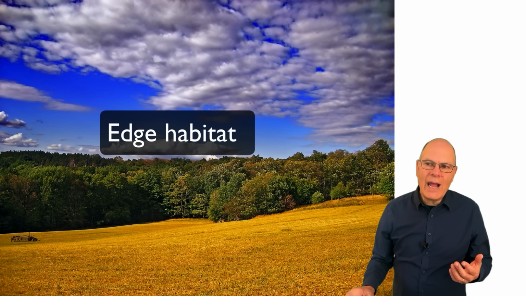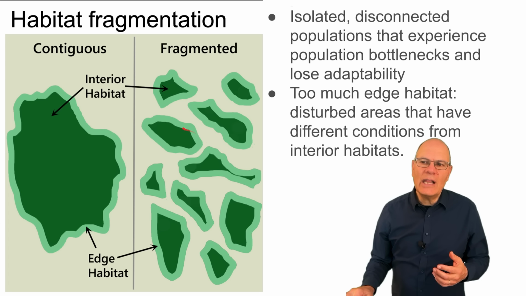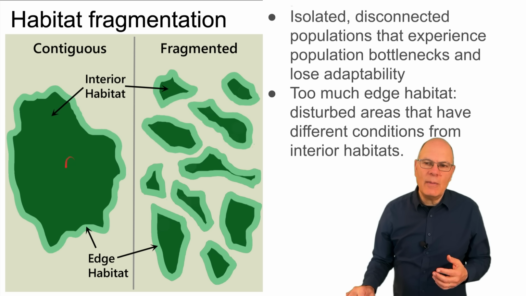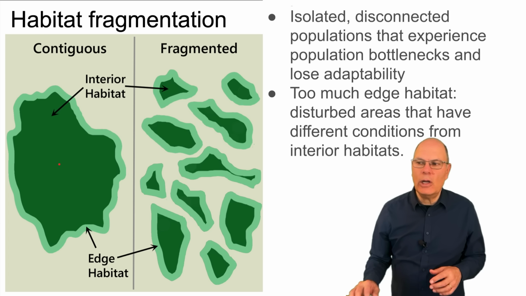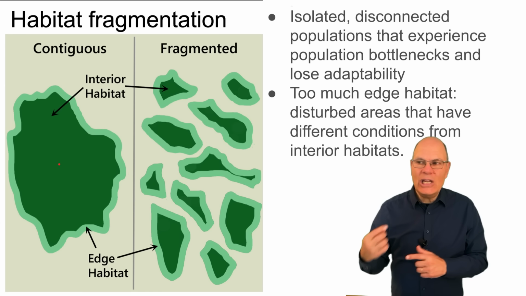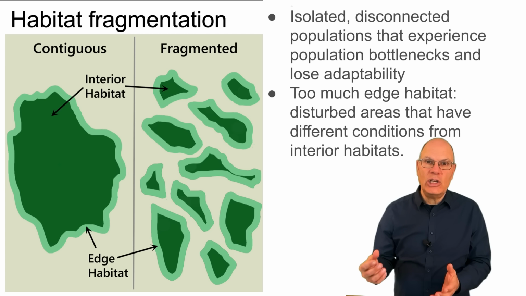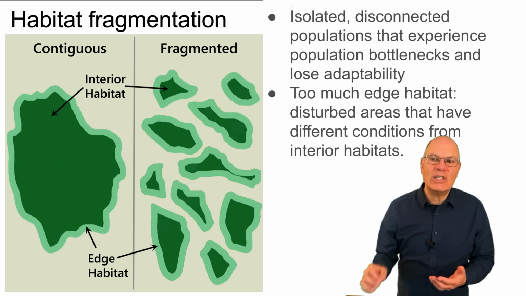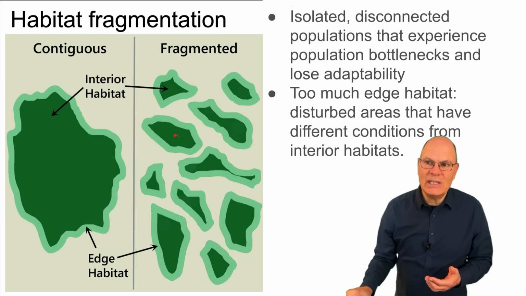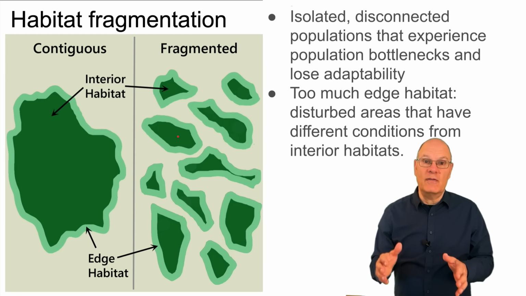And when you fragment an area, you create a lot of edge relative to the amount of habitat in the interior. And those edge habitats are disturbed areas that have different conditions from the interior conditions, and that makes it harder for the species that are trapped in the fragments to survive.